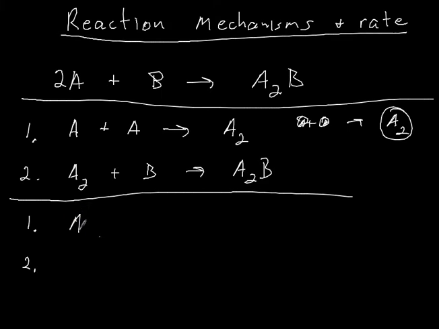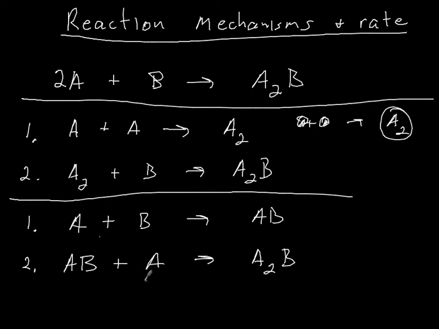Another possibility is we could take one of the A particles plus the B particle to make intermediate particle AB, and then in step two, that intermediate particle AB collides with the other A particle to make the final product A2B. These are two possible reaction mechanisms for this reaction. Let's take this one step further at a conceptual level until we move into reactions, and identify how reaction mechanism relates to rate.